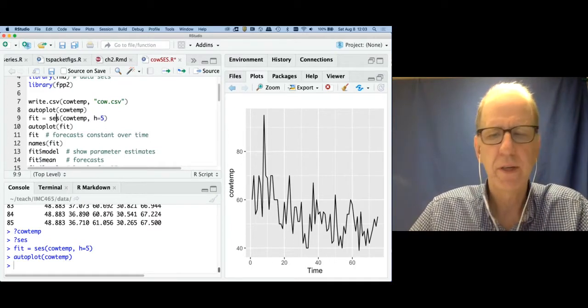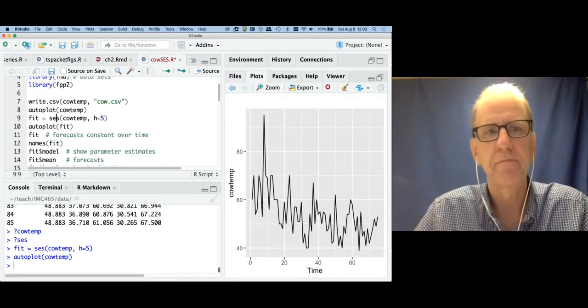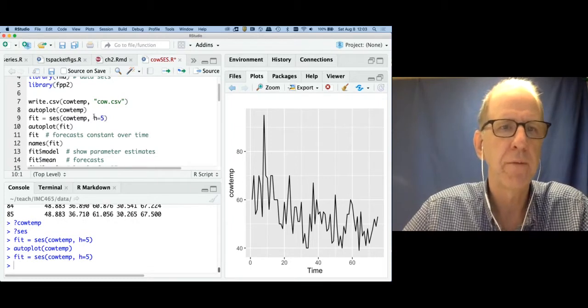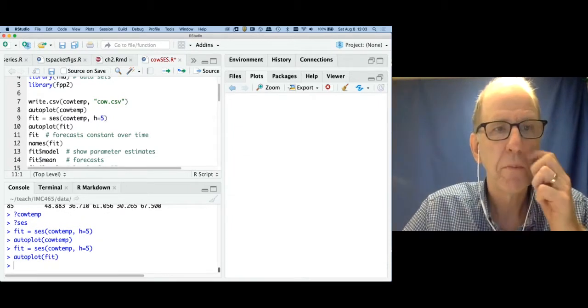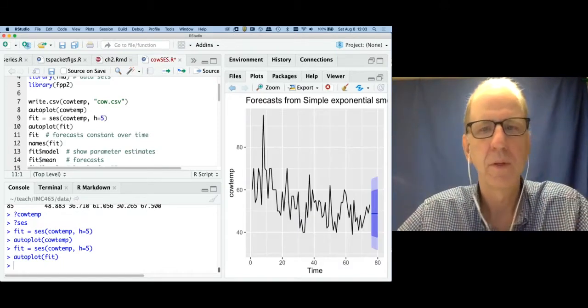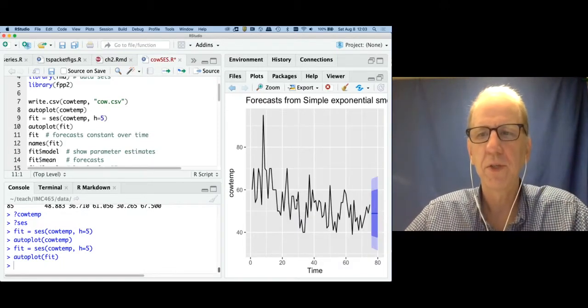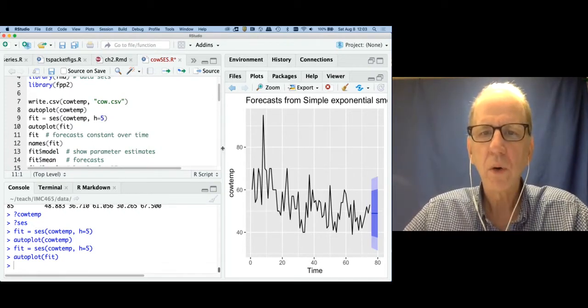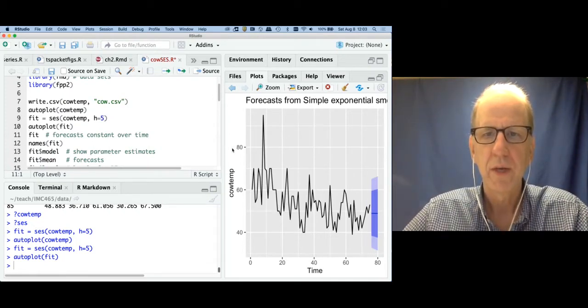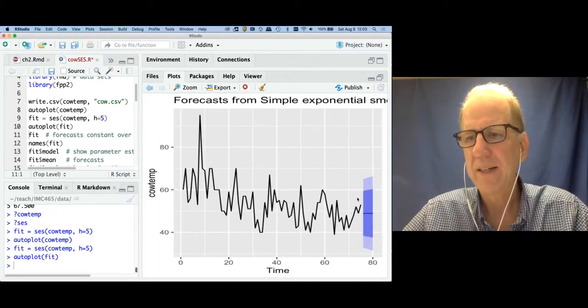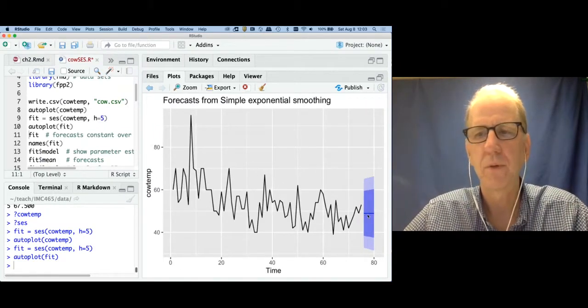So I'm going to go fit a simple exponential smoothing model, and this h equals 5 means give me forecasts for the next 5 days. If I plot the fitted object, I get the original time series plus the forecasts. One thing to note about these forecasts is that they are constant over time. The forecast is not moving.